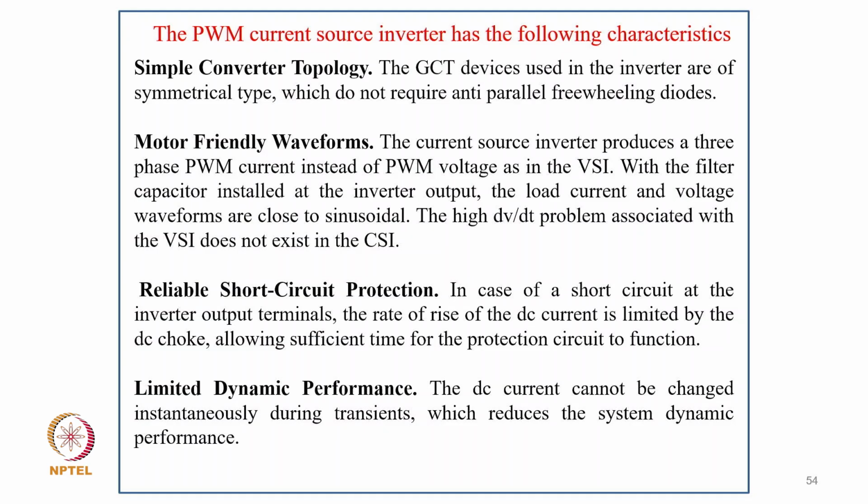So the PWM current source inverter has the following characteristics. First, a simple converter topology: the GCT devices used in the inverter are of symmetrical type, so we do not require anti-parallel freewheeling diodes. Second, motor friendly waveform: the current source inverter produces a three-phase PWM current instead of PWM voltage as in the VSI. With the filter capacitor installed at the inverter output, the load current and voltage waveforms are close to sinusoidal, and the high dV/dt problem associated with the VSI does not exist in the CSI.